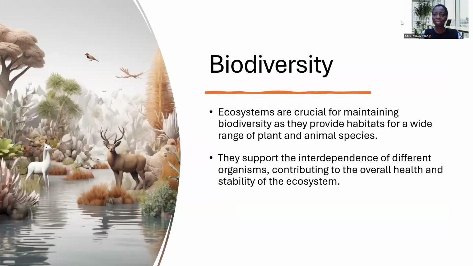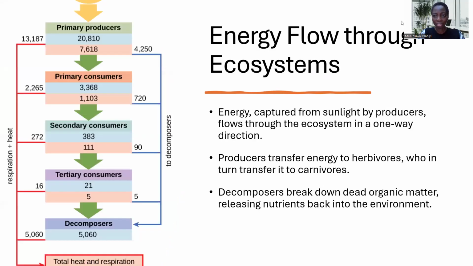So let's first consider biodiversity. Ecosystems are crucial for maintaining biodiversity because they provide habitats for different types of plants and animal species. They also support the interdependence of different organisms. Therefore, they contribute to the overall health and also the balance and stability of the ecosystem.